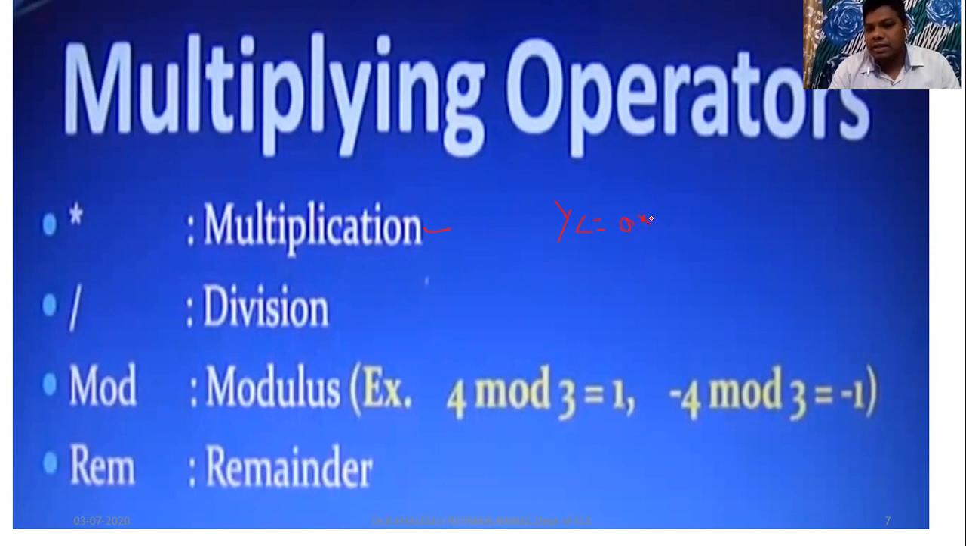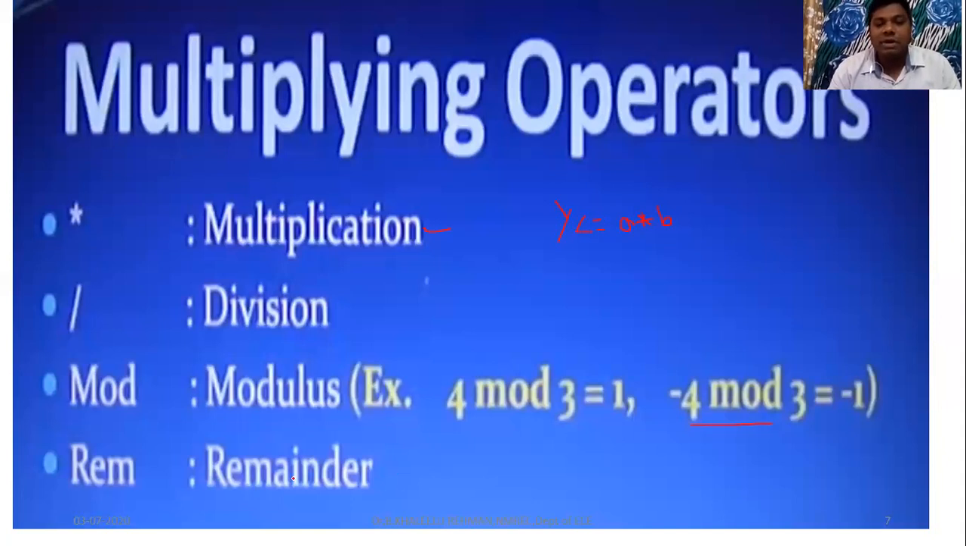This is A asterisk B. If A is 4-bit and B is 4-bit, it will multiply 4-bit into 4-bit. Similarly, this is for division, A divided by B, and modulus. For the modulus, 4 mod 3, if I write that, it is 1. If I use minus 4 mod 3, that output will be minus 1.